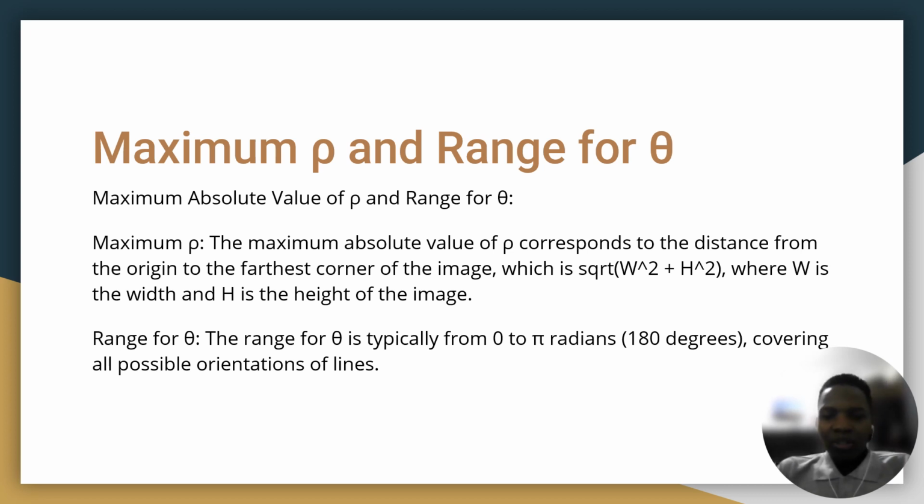The maximum absolute value of p and range for θ. Maximum p: the maximum absolute value of p corresponds to the distance from the origin to the farthest corner of the image, which is the square root of w squared plus h squared, where w is the width and h is the height of the image. And range for θ: the range for θ is typically from 0 to π radians, or 180 degrees, covering all possible orientations of the lines.